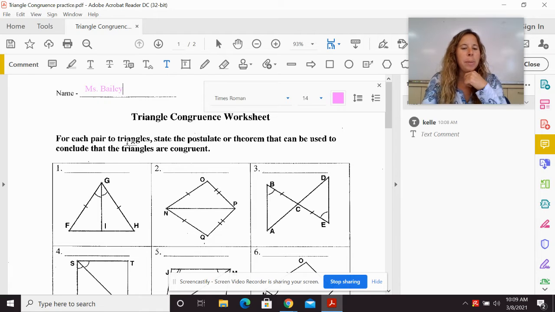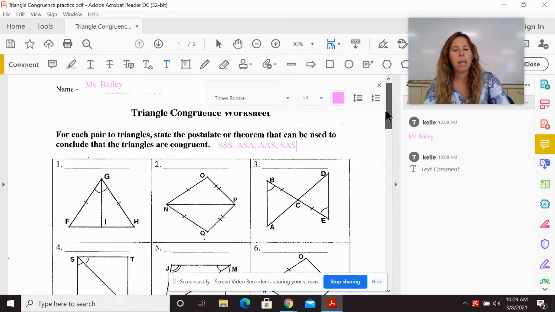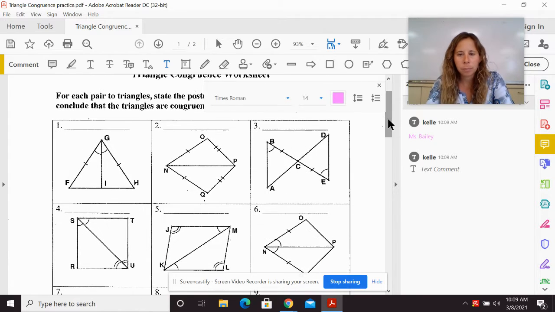For each pair of triangles, state the postulate or theorem that can be used to conclude that the triangles are congruent. So side, angle, and so on, and that's all we're going to use. So yeah, here we go. Number one.